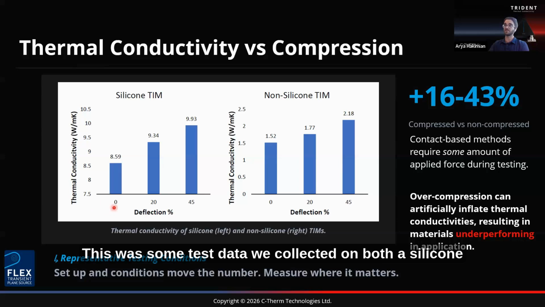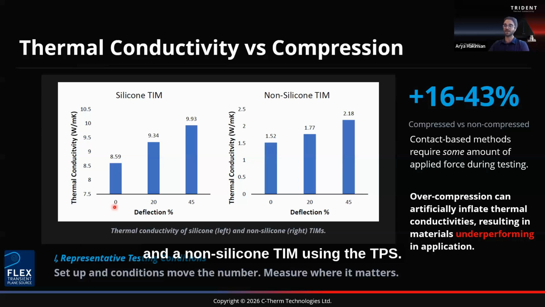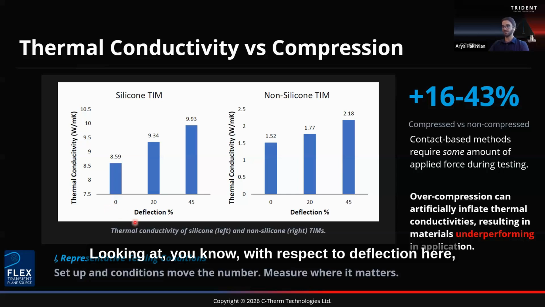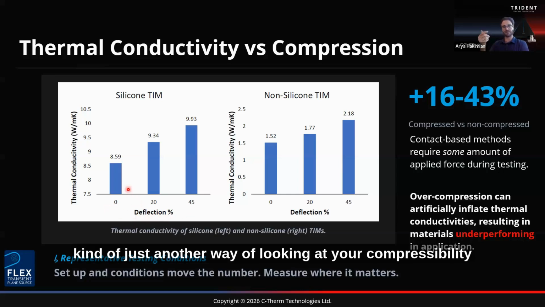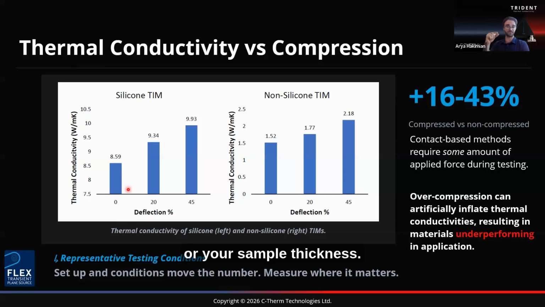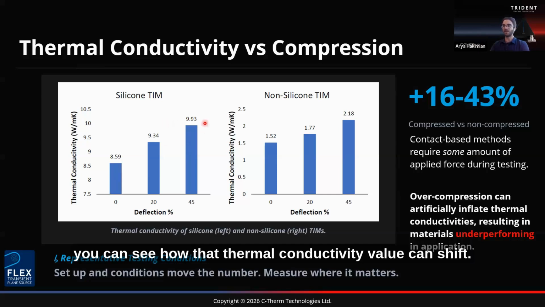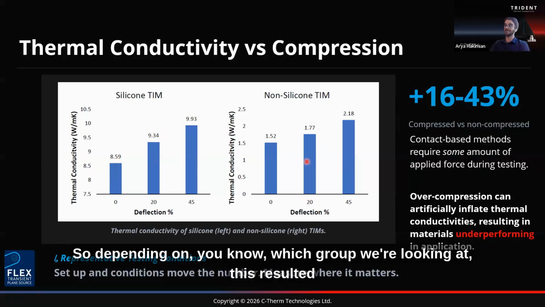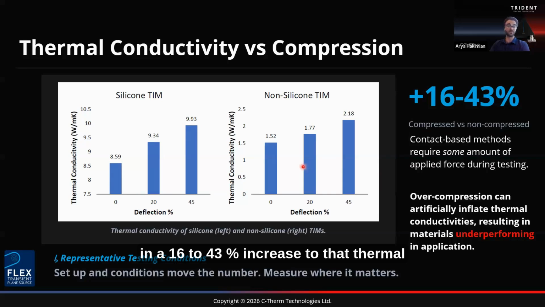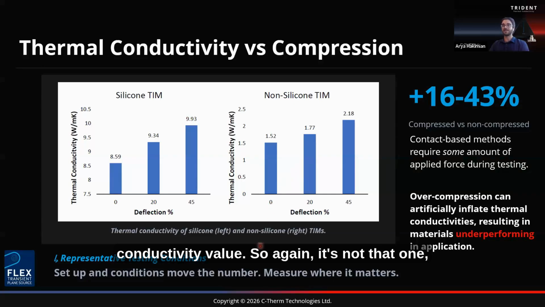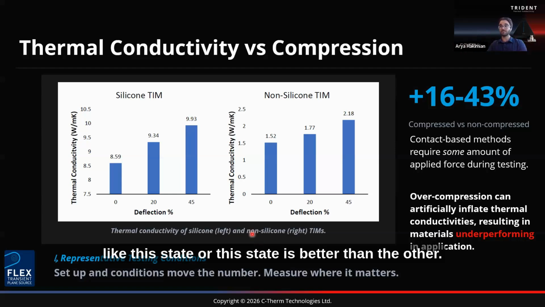This was some test data we collected on both a silicone and a non-silicone TIM using the TPS. Looking at it with respect to deflection here, which is just another way of looking at your compressibility or your sample thickness. But as you increase that applied force load, you're densifying that material, you can see how that thermal conductivity value can shift. So depending on which group we're looking at, this resulted in a 16 to 43% increase to that thermal conductivity value.